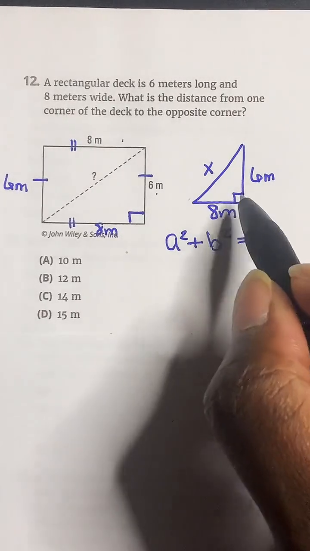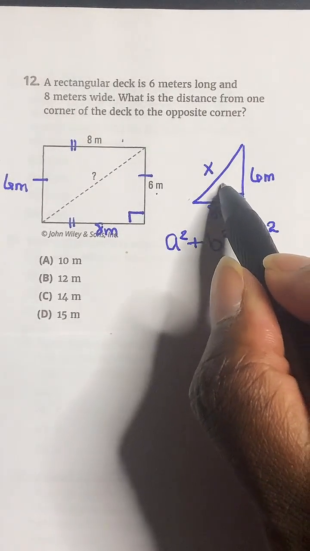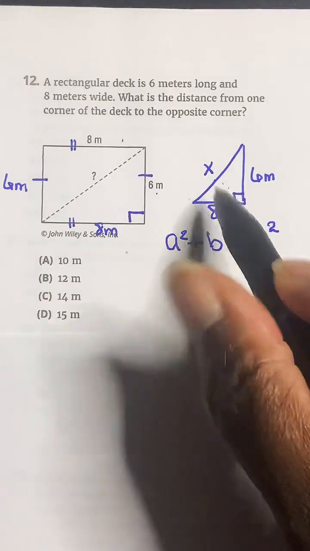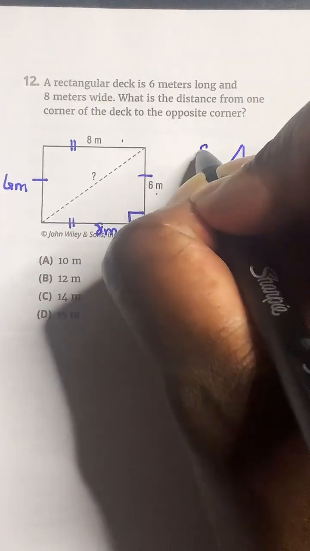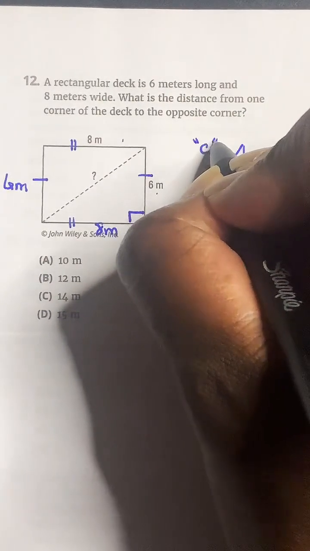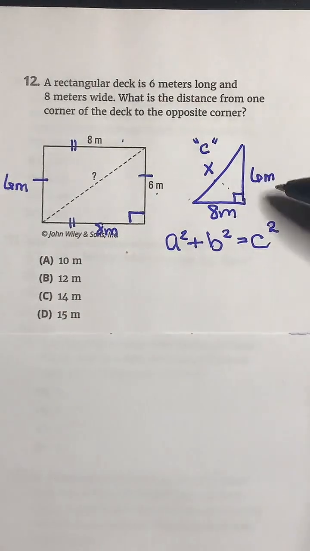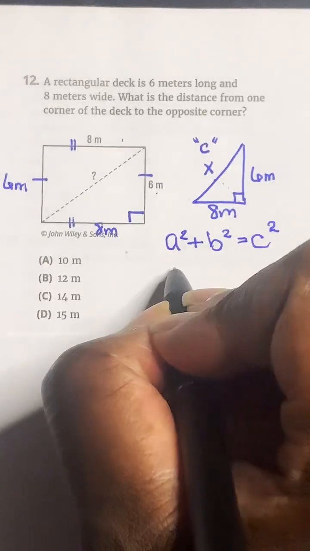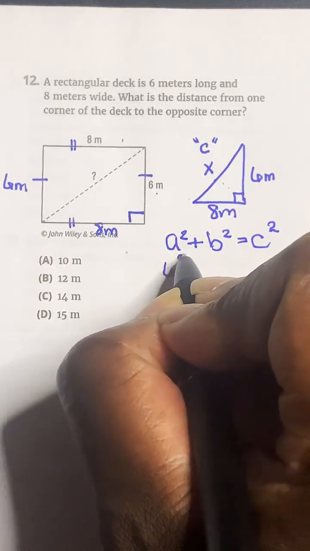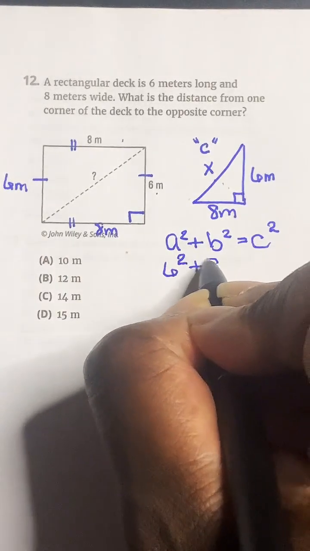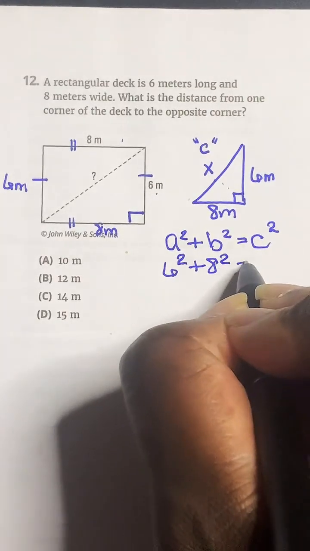The side that is directly across from that 90-degree angle is always your C. That's called your hypotenuse. That's always the longest side. So these two other sides are called your legs. And your legs are interchangeable. So it doesn't matter what's going to represent the A, what's going to represent the B. Doesn't matter. They're interchangeable.